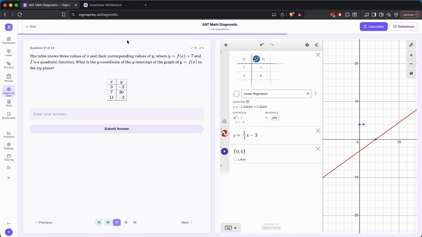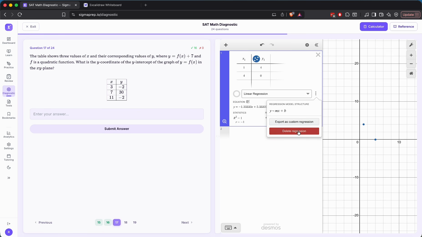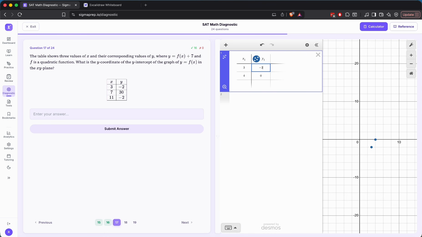So next one. Table shows 3 values of x and their corresponding values of y. F of x plus 7 is a quadratic function. Okay. All right. So yeah, they're telling us it's a quadratic function. So go back here to my table. Let me just change these points. 3, -2, 7, 30, 11, -2.